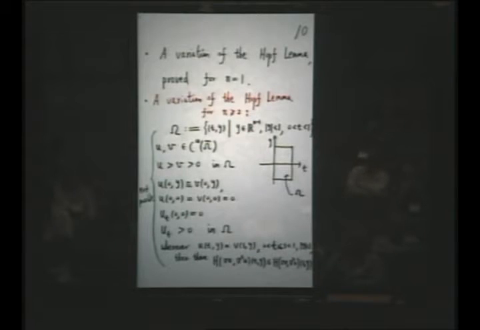How about in higher dimension then? In higher dimension, if one can establish an analog, a variation of the Hopf Lemma in the following form, then we are finished, because we can rule out case two. So what would be the exact formulation? This is a variation of the Hopf Lemma for n greater or equal than 2.